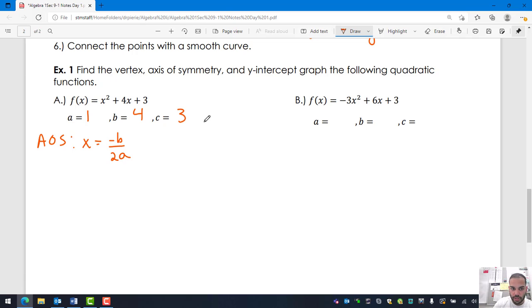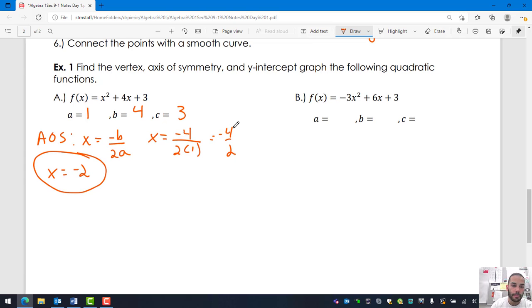So for this particular example, let's plug the appropriate numbers in for b and a. My numerator should be negative b, in this case negative 4. And my denominator is going to be 2 times a. In this case, a is equal to 1, so 2 times 1. Simplify a little bit, it should be negative 4 over 2. Negative 4 divided by 2 is the same thing as x equals negative 2. This is my axis of symmetry.